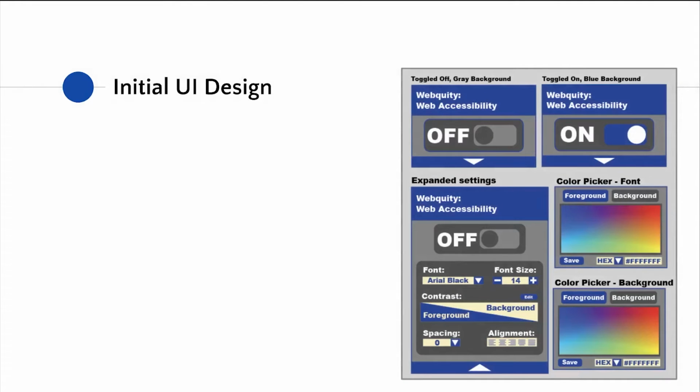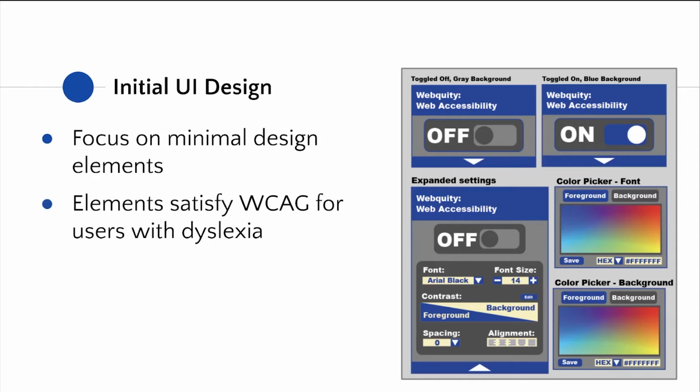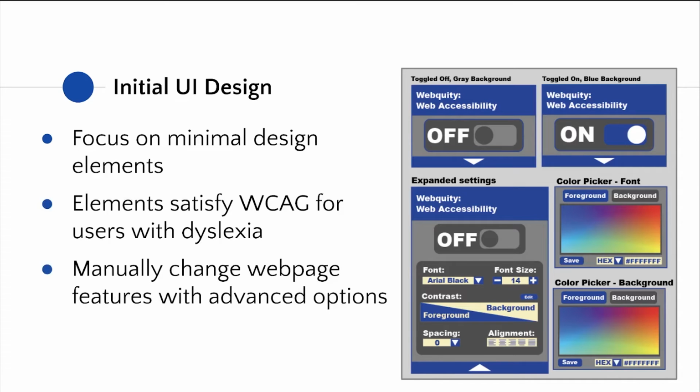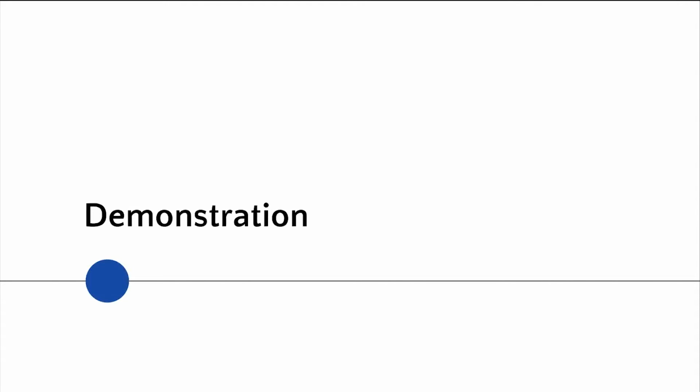With this design, we chose to focus on minimal design elements to promote ease of use and prevent distraction, ensure that the elements satisfied the worldwide Web Content Accessibility Guidelines, allow users to manually change web page features with advanced options, and design the UI so that it has room for expansion if features are added in the future. And now for a demonstration of our final extension.